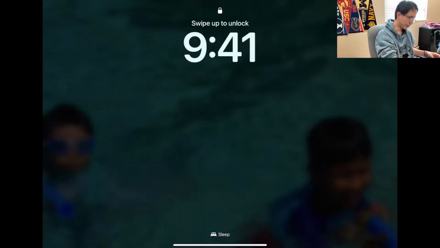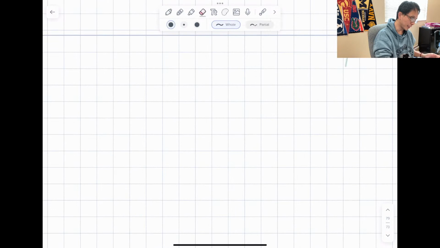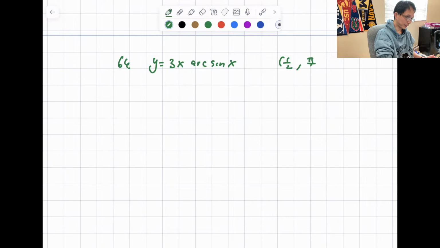Okay, well, we're gonna do 64. And the best way to see if you did it right on an equation of a tangent line is to check it in decimals. What does 64 say? y equals 3x arcsin of x, when x is one half, and then y is pi over 4.